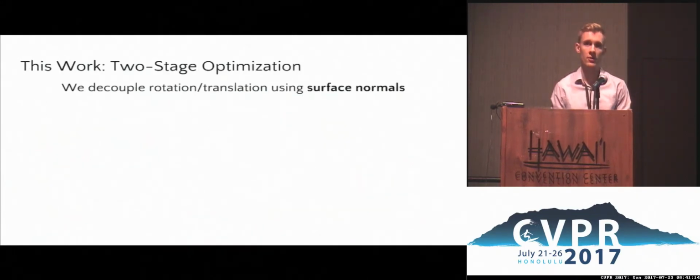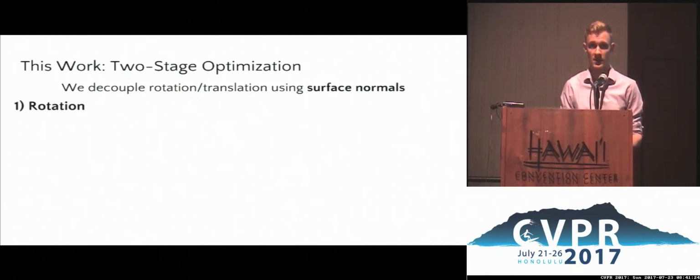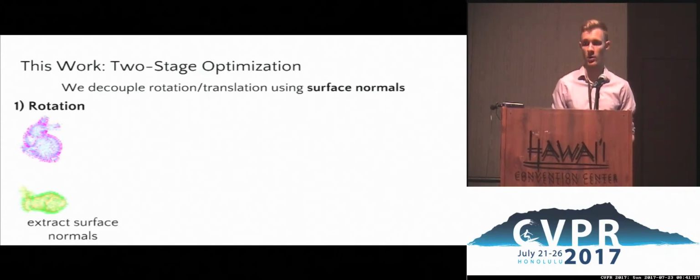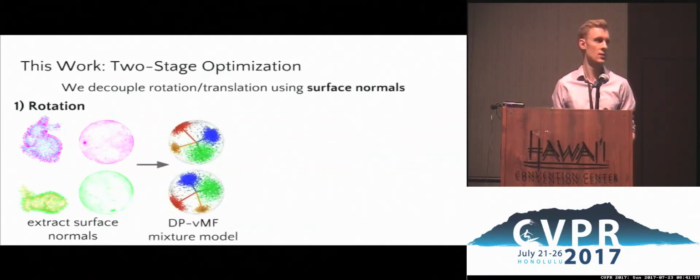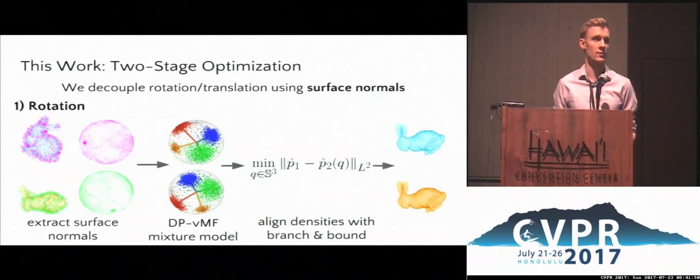We propose a method for reducing the cost of global point cloud alignment significantly by decoupling rotational and translational alignment using surface normals. In the rotational alignment step, we first compute the surface normals for our 2 point clouds. This creates two sets of directional data plotted on a unit sphere here. We create parsimonious representations of these directional data sets using Bayesian nonparametric von Mises-Fisher mixtures. We then align the two posterior density estimates by minimizing their L2 difference using branch and bound, and this creates two rotationally aligned point clouds.